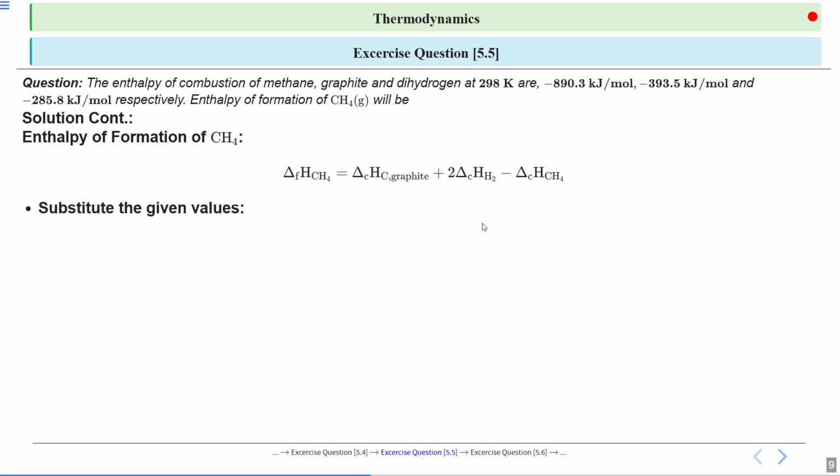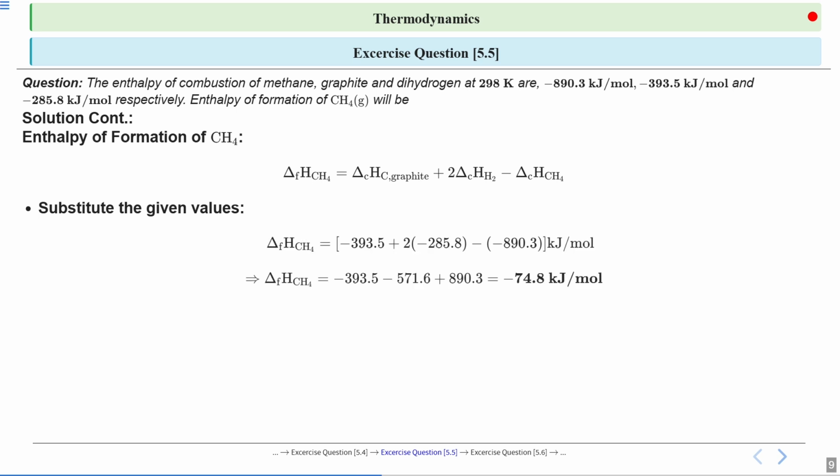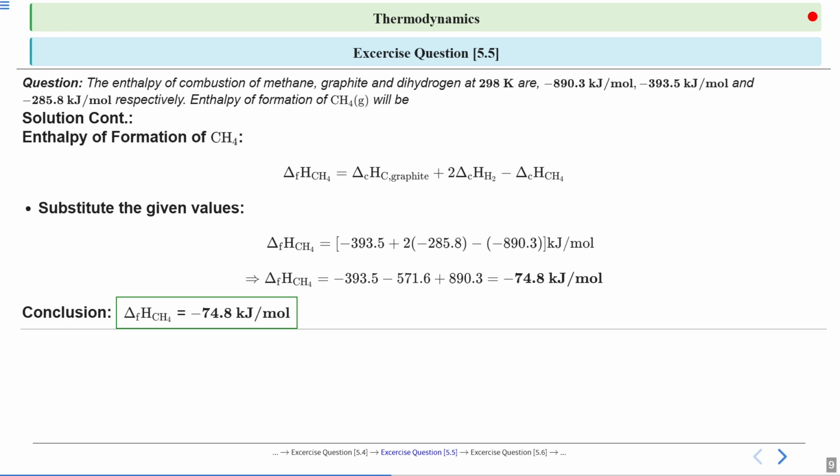If you substitute the values, accordingly, you will get the final value for the enthalpy of formation of methane as minus 74.8 kilojoule per mole. So this is your final answer. Is it clear to all of you? It's very simple, although it may look complicated at first sight, but just try to solve it by yourself on your notebook. It's very easy.